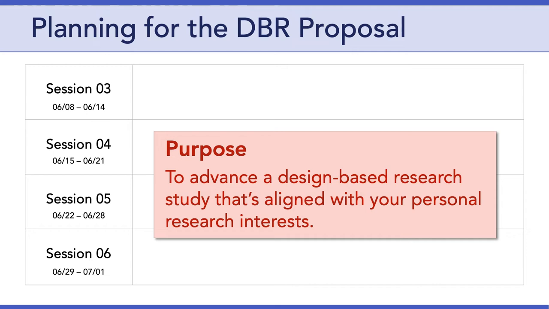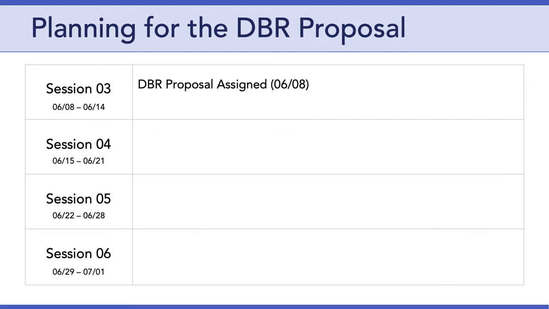So before we get into specifics about the proposal itself, let's take a look at the calendar. Of course, with this video, we're entering session 3, which means there are 4 more sessions in front of us. If you're watching this video, that means you've already been into Canvas and you've seen that the DBR proposal assignment has been assigned as of today. That assignment is going to be due on Tuesday, July 5th.